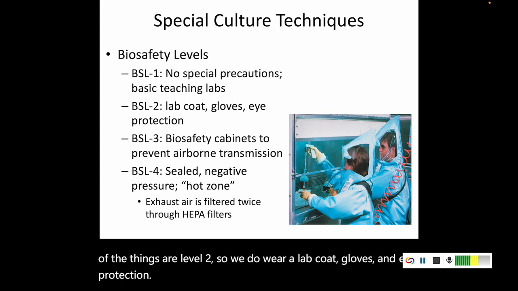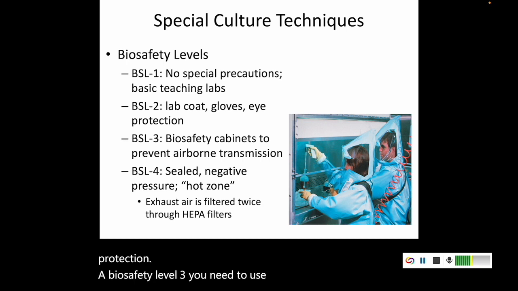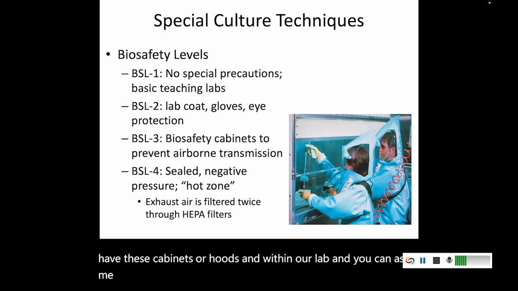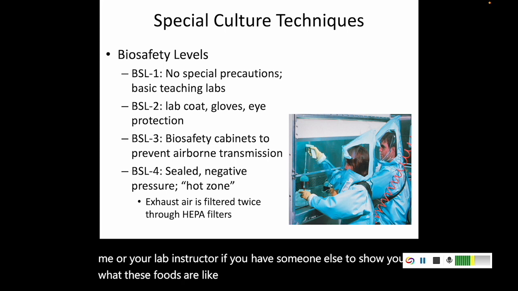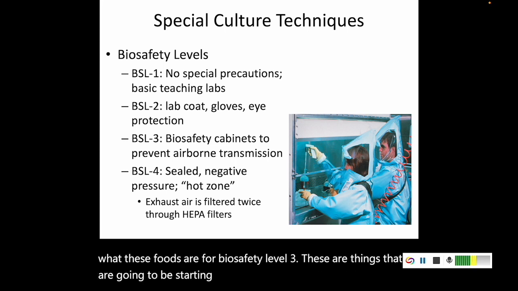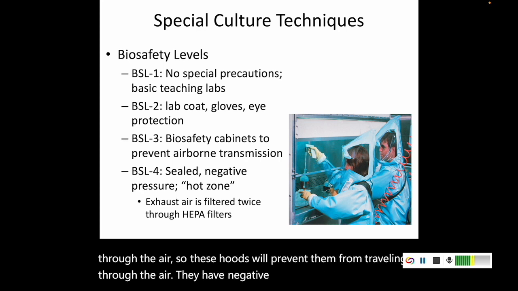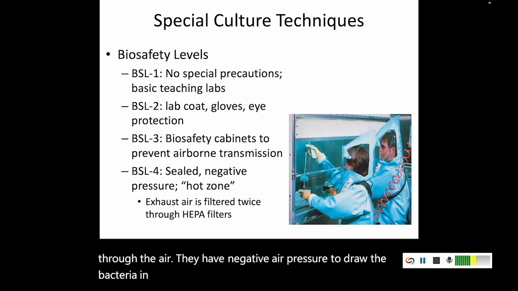At biosafety level 3, you need to use a biosafety cabinet. We do have these cabinets or hoods within our lab, and you can ask me or your lab instructor if you have someone else to show you what these hoods are like. For biosafety level 3, these are things that are starting to get a little bit more transmissible through the air. So these hoods will prevent them from traveling through the air. They have negative air pressure to draw the bacteria in. But these are still things that are treatable.